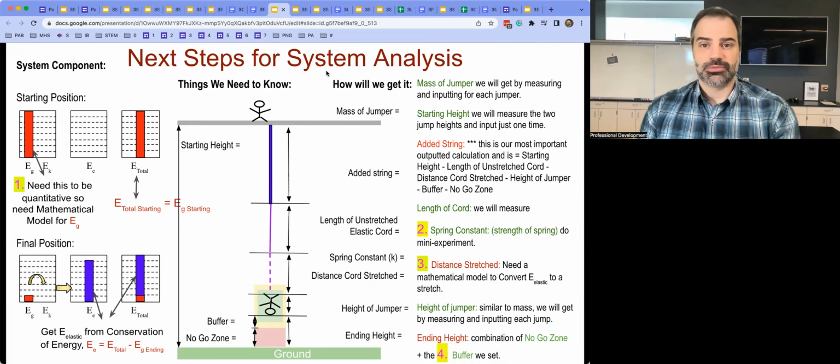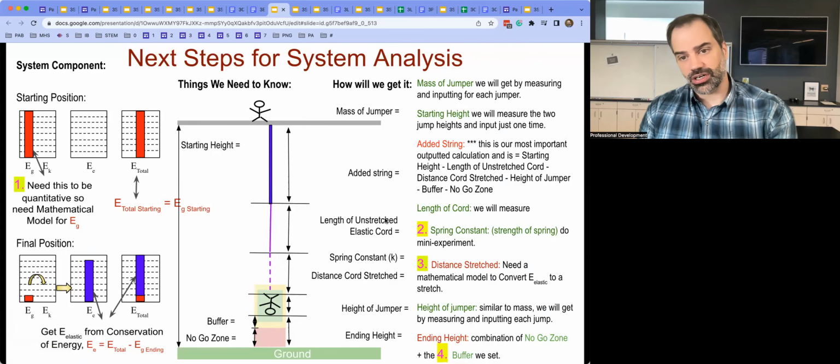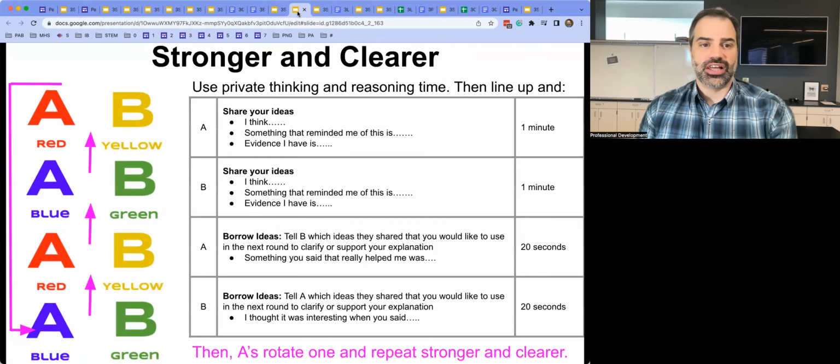So they make a system analysis. How do they get all of those things that they need from the engineering portfolio? And then that guides their learning. So, with texting and driving, we started from the top and worked our way down. Here, we're going to start with the upper left and just work our way through these.